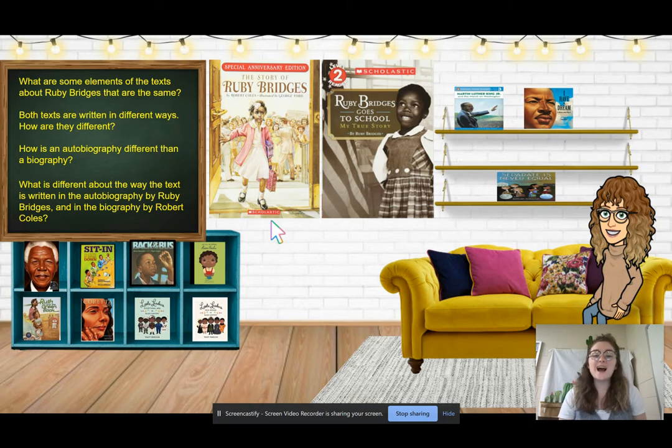So, something that I noticed that was the same about both of these texts is that it talks about Ruby's first day of school. Both texts talk about Ruby's first day of school. It also talks about Ruby, right? It talks about Ruby Bridges' experience in going to the William Frantz Elementary School.